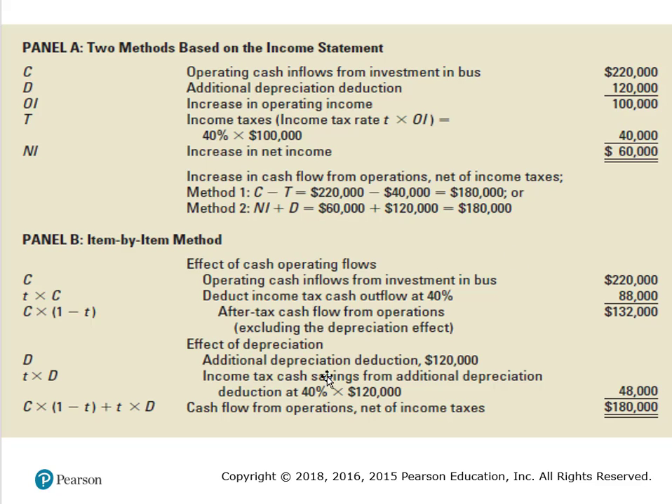Okay, now we do the effect of the depreciation separately. So we've got an additional depreciation deduction of 120, and this is called the depreciation tax shield, 40% times 120, or 48,000. So the cash flow from operations, net of income tax, is $180,000. Okay? I think this is the same example that's in the textbook.